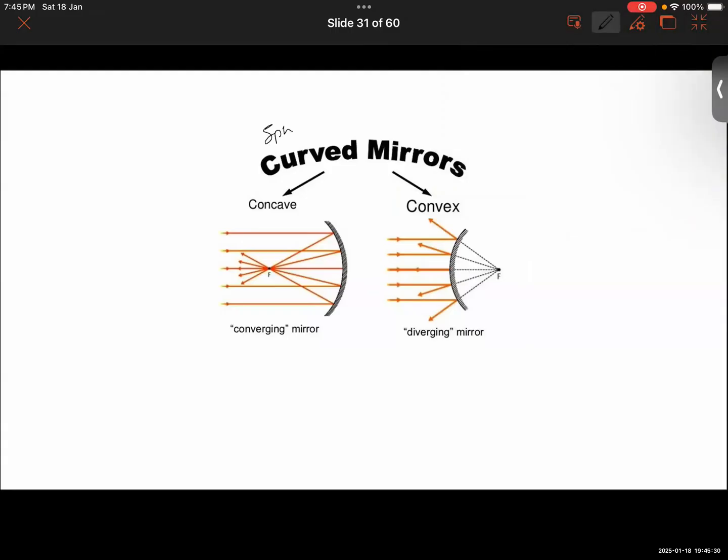Spherical mirrors, or curved mirrors. One is the concave mirror, whose reflecting surface is bent inward. See what happens when the rays of light get reflected from this concave mirror. Pay attention to this arrow. It indicates that all these rays of light are falling onto the mirror, right?